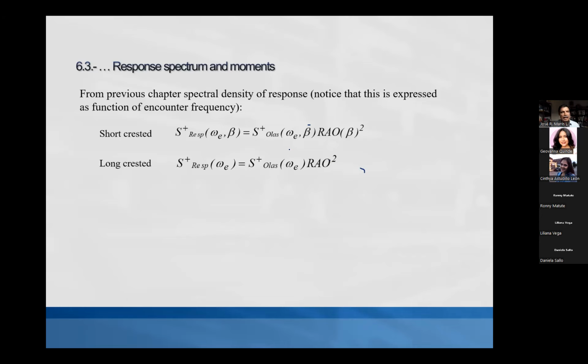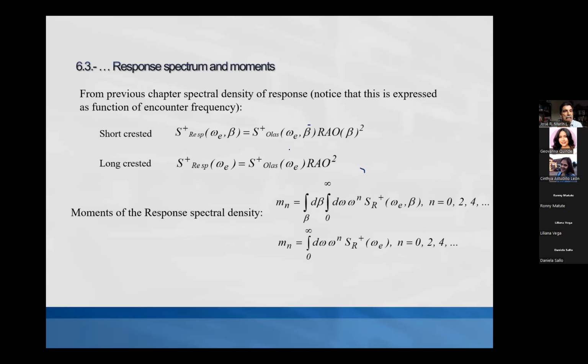Now, let's suppose that we have calculated the response spectrum. You have decided, or the ship owner has told you, that you have to do this analysis using short-crested or long-crested seas, and you have calculated the spectral density of the response. What do we do now? There are certain parameters that can be calculated, and these are what we call the moments of the spectral density. How do we calculate that?